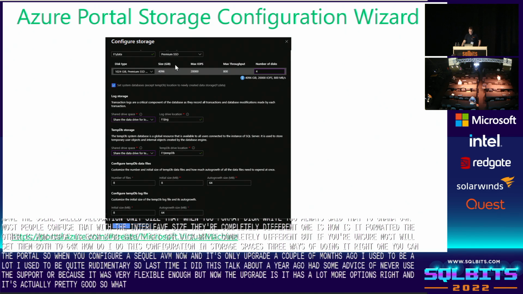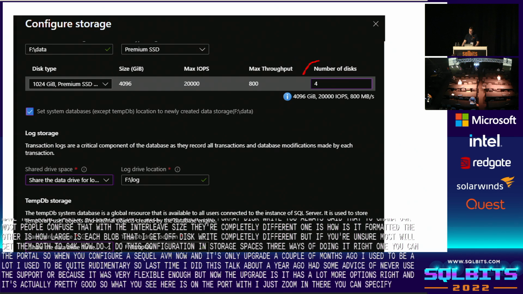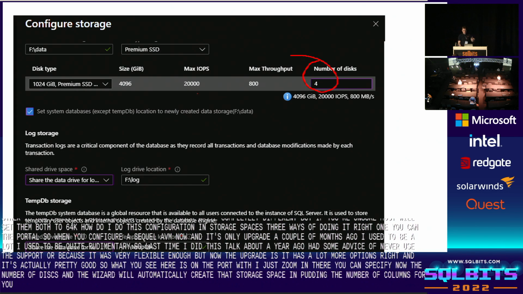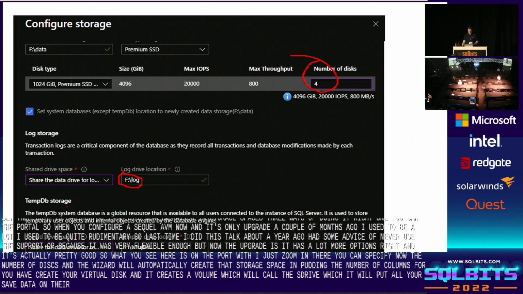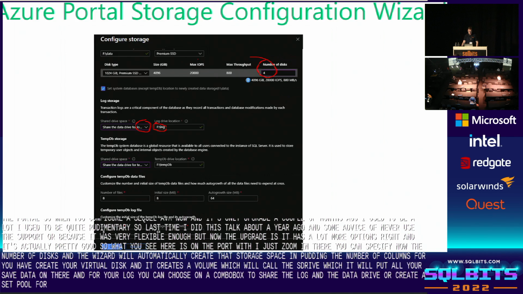So what you see here on the portal, if I zoom in, is that you can now specify the number of disks, and the wizard will automatically create that storage space. It'll put in the number of columns for you. It'll create your virtual disk, and it'll create a volume, which it will call the F drive, where it puts all your data. And for your log, you can choose in a combo box to share the log and the data drive, or create a separate pool for the log, and the same for TempDB. So this is pretty good.